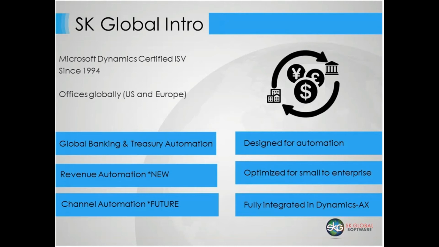So for those of you that know SK Global, we've been around since 1994. We've got offices in the US and in Europe, and we focus heavily in the global banking and treasury automation space for Dynamics. We design our software for automation, so we look at the business processes involved and try to automate those as much as possible. We've introduced revenue automation as our new product suite. We'll be talking about that today. And we're also looking at expanding into channel automation in the future. Our solutions are optimized for both small to enterprise companies, and they're fully integrated to Dynamics AX.